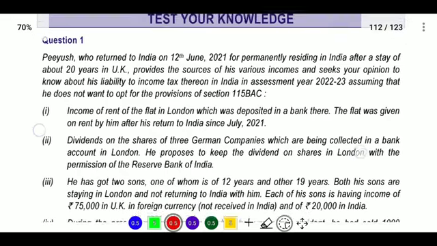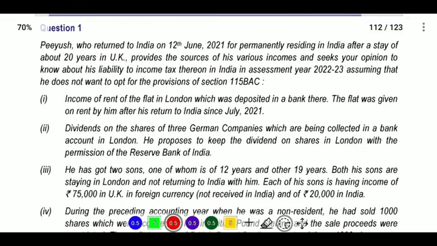Next, second. Here what I provided is what they require: seek your opinion to know about his liability to income tax in India in assessment year 22-23, assuming that he does not want to opt for the provision of section 115BAC. Next, income of rent. So firstly we write here resident but not ordinary resident. He has some incomes.